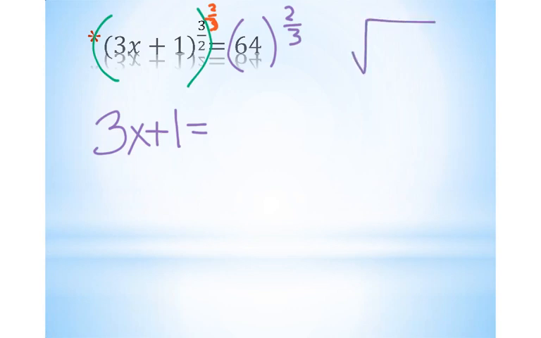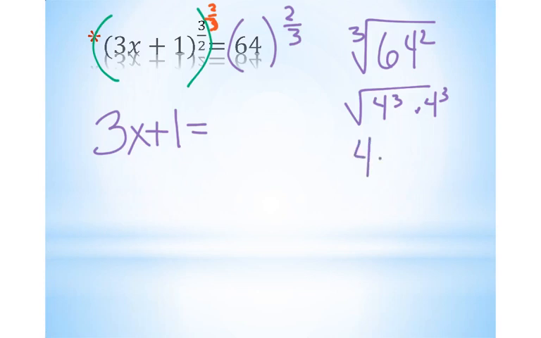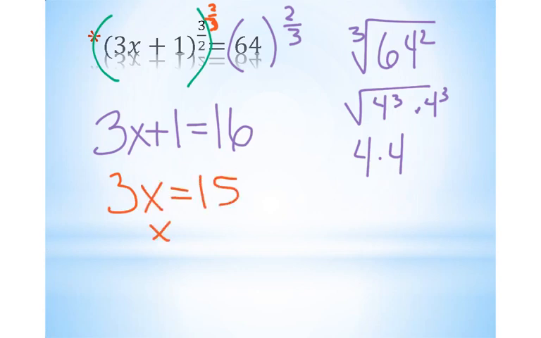That means I'm going to do the cube root of 64 squared, and I don't actually have to do too much with that. 64 is 4 to the third power, and so if I have two of those, 64 squared, that's what I've got. So I'm going to take out 4s and 4s, and I'm left with 16. Then just a two-step equation: subtract 1 from each side, and you get x is equal to 5.